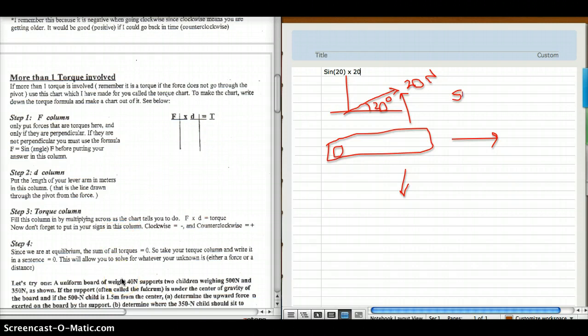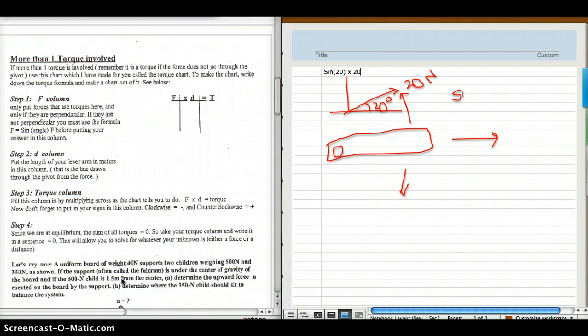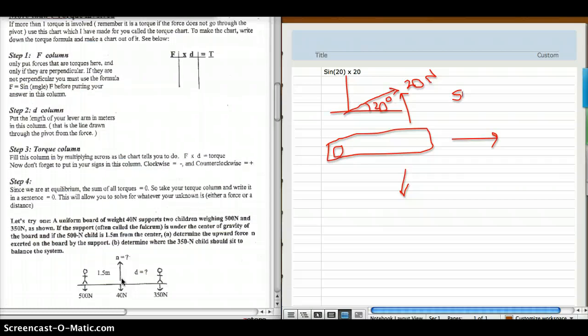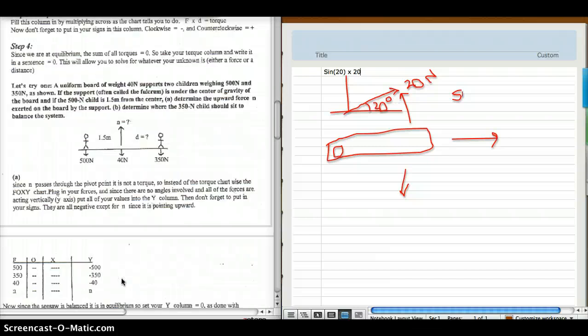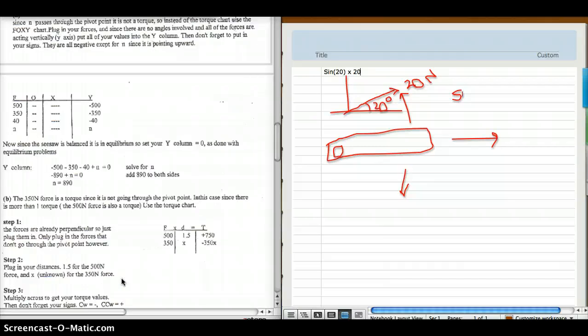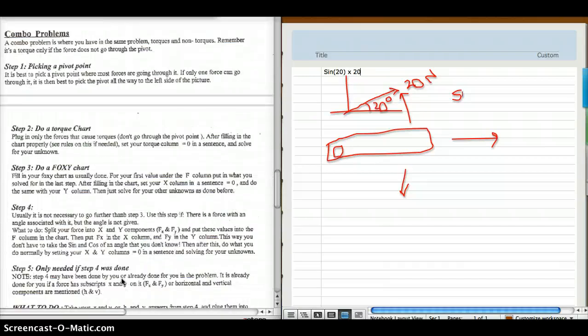This will allow you to solve for whatever your unknown is, if it's either a force or a distance, and that's pretty self-explanatory. And you can try one. I put up an example. I'm not going to go through it now. If you'd like me to set up a video, you can send me a link, or maybe if I have a little bit extra time, I don't mind putting it up. And I'm not going to show you the answer yet.